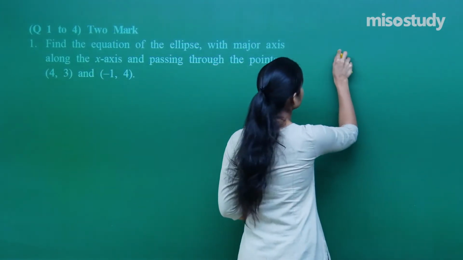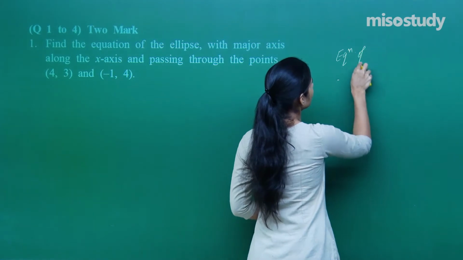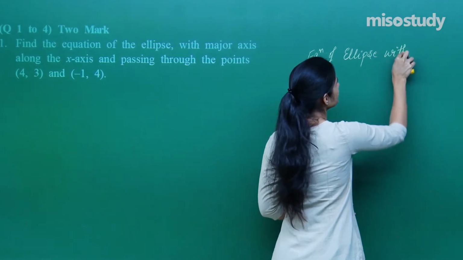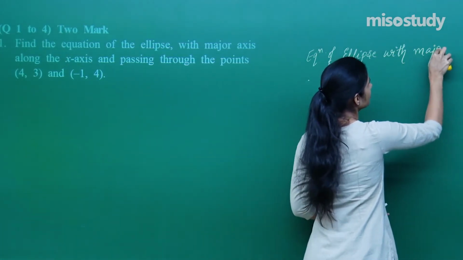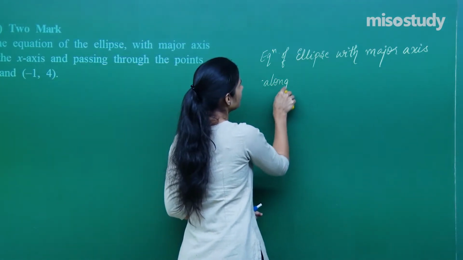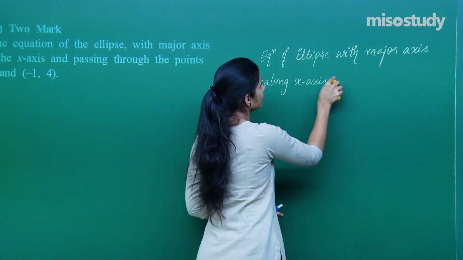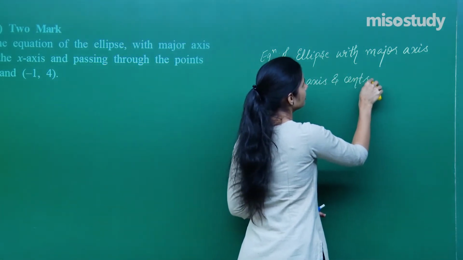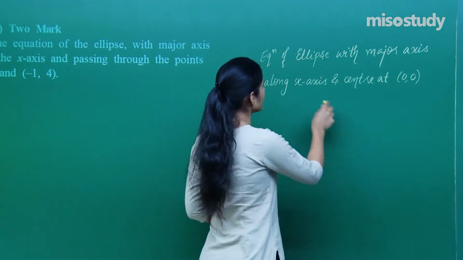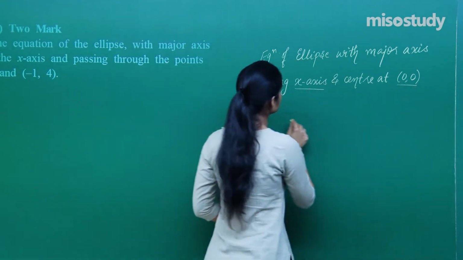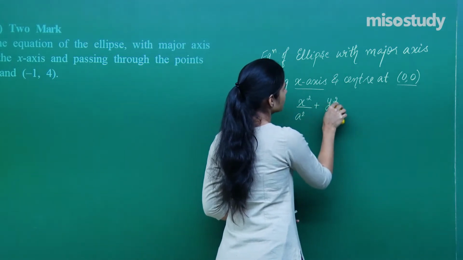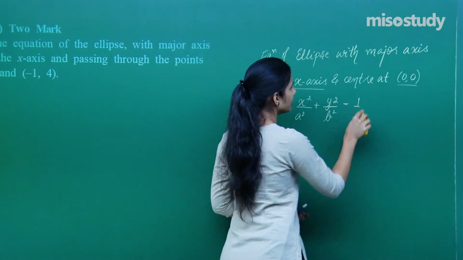Now the equation of an ellipse with major axis along x-axis and center at origin. We are talking about standard equations only. So if the major axis is along x-axis and the center is at origin, it is given by x square by a square plus y square by b square equals 1.